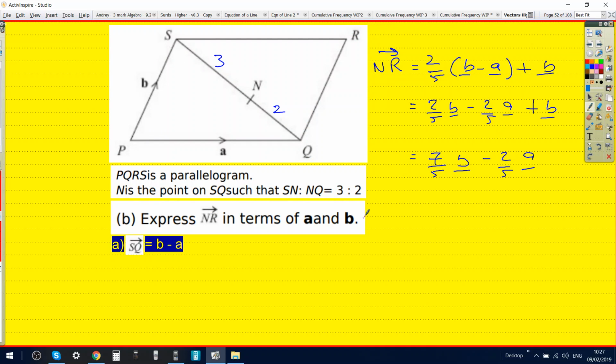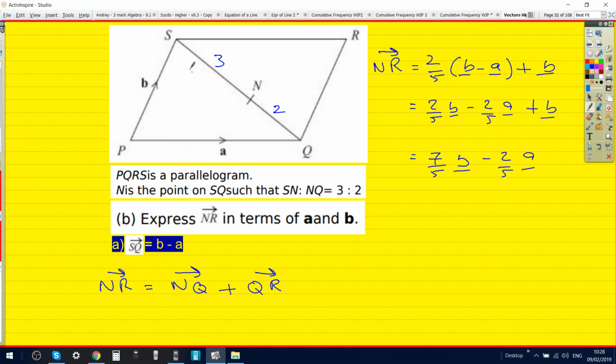We went wrong somewhere. I think we're adding, then we have to get the same denominator. Actually no, they already have the same denominator. What did we do wrong here? Express N to R. N to Q plus Q to R. Let's see. So N to R. We're starting at N. We have to get to R. That's the same as N to Q plus Q to R. So from N to Q, that is 2/5 of B minus A. 2/5 of B minus 2/5 of A.